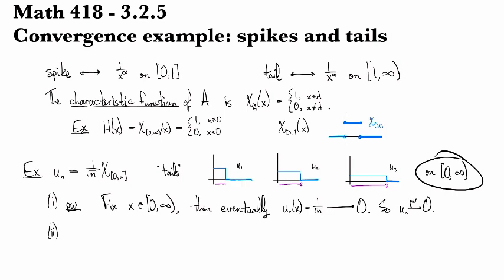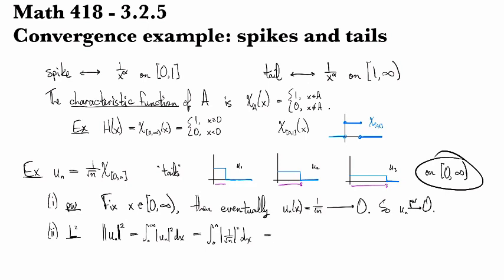Now let's check L2 convergence. For L2, we're going to look at the norm of un. Like I said before, it's easiest to work with the norm squared, because norm squared converges if and only if norm converges. So this is the integral from 0 to infinity of the magnitude of un squared. The characteristic function part truncates the domain to be from 0 to n, and on that domain, our function is 1 over square root of n.